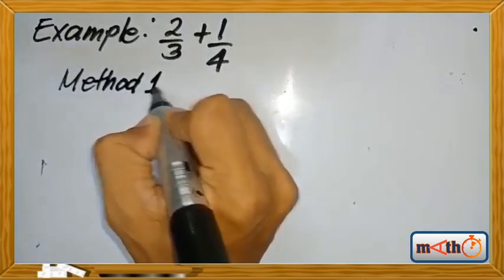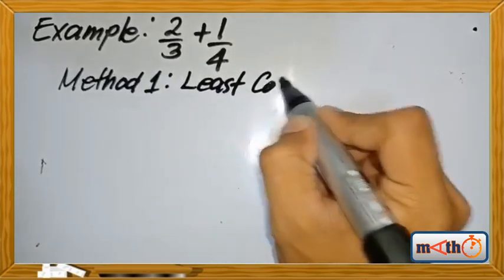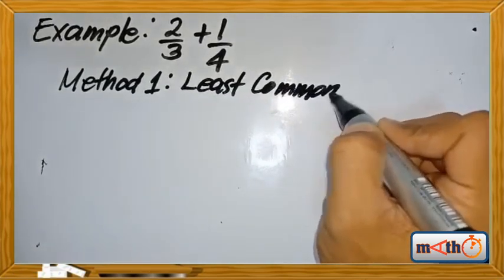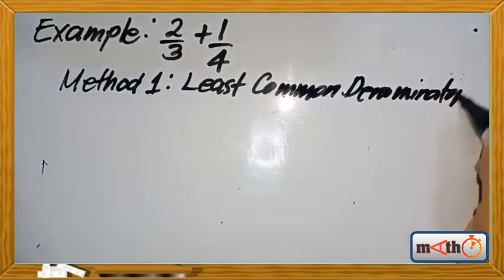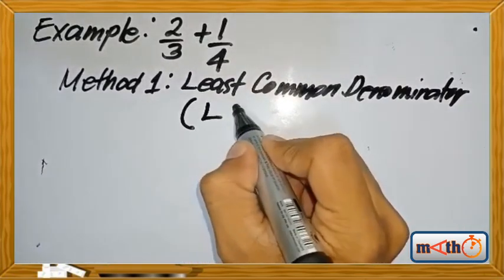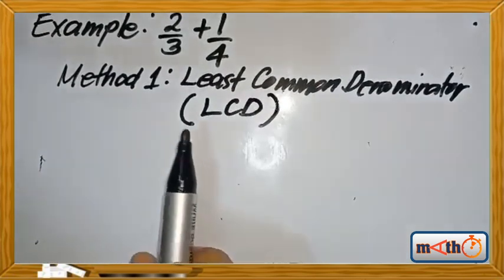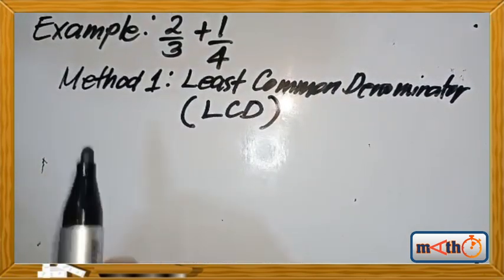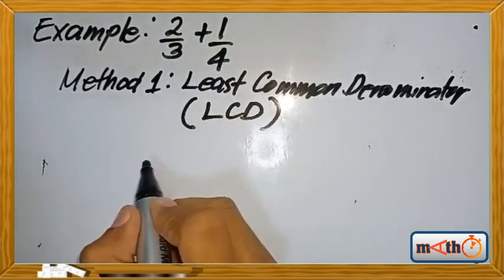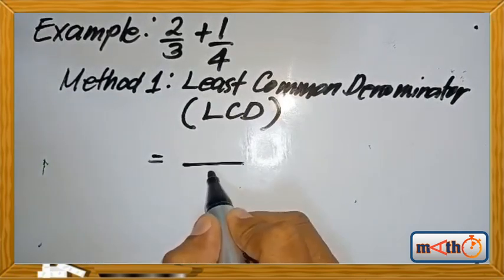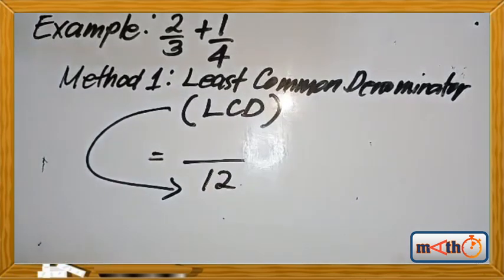Method 1 is what we call using the least common denominator, or the LCD. Now, how are we going to apply this method number 1? So it's so simple. Just simply multiply the denominators. So 3 times 4, we have here 12. So 12 is our LCD. Okay? So our LCD is 12.